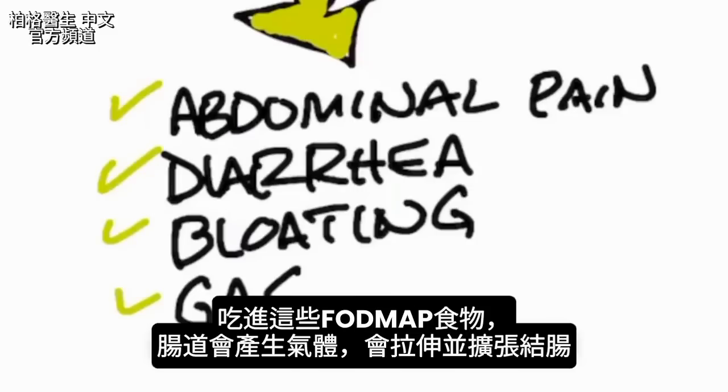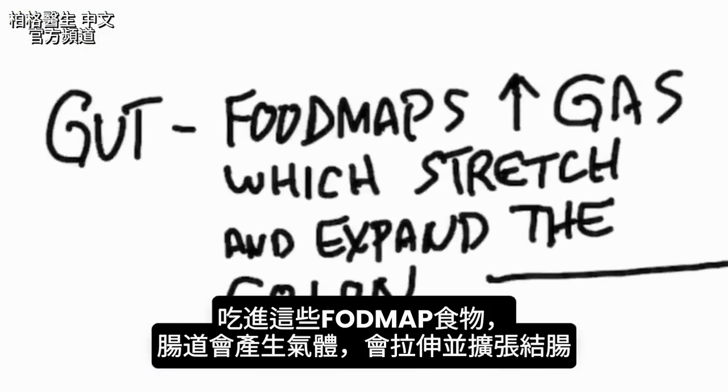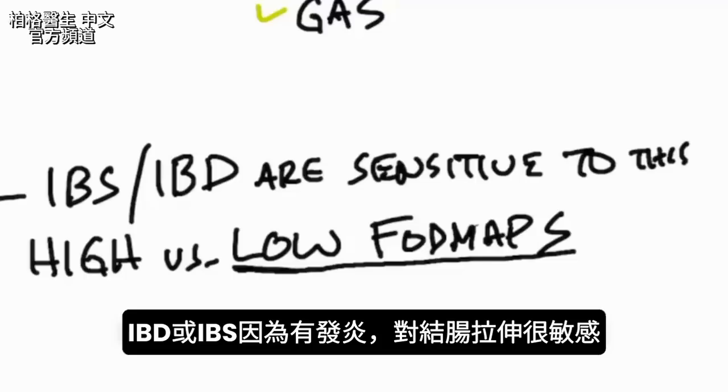So what happens in the gut when you actually consume these foods is you get gas. And the gas stretches and expands the colon. And IBD or IBS are very sensitive to this stretching because you have inflammation.